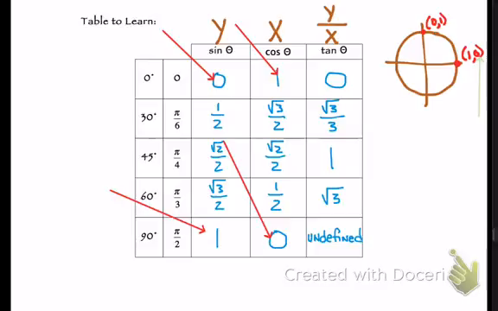Ladies and gentlemen, I cannot tell you how important it is that you know this table. Ask any of the kids that are in other classes. They will tell you you must know that table. Guess what? Your next pop quiz will involve probably this table. Hint, hint.